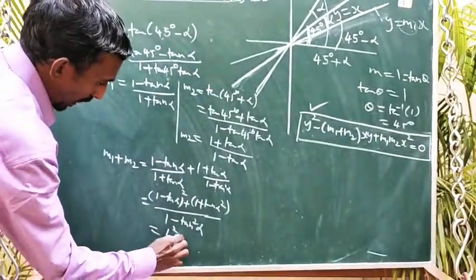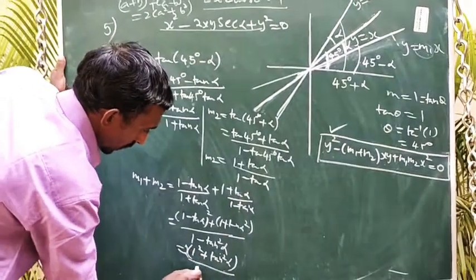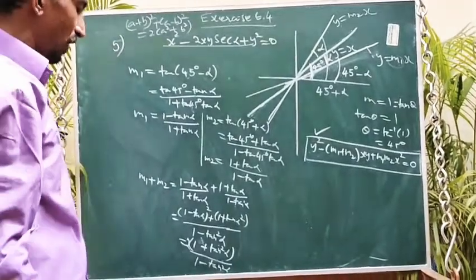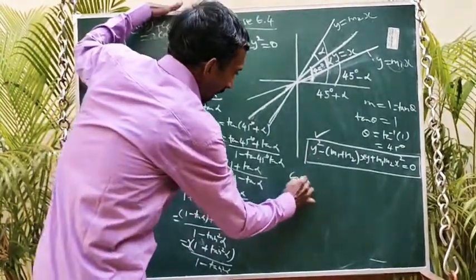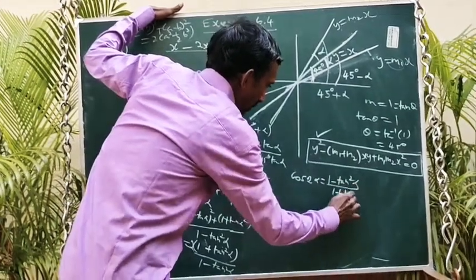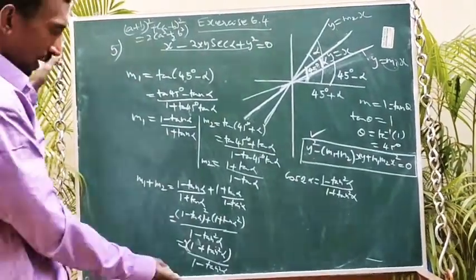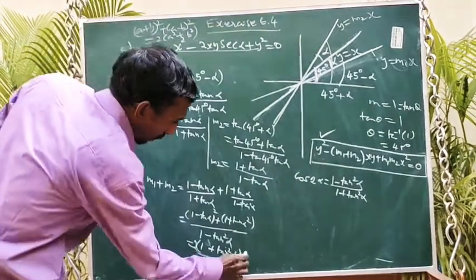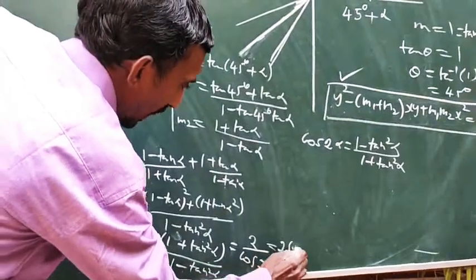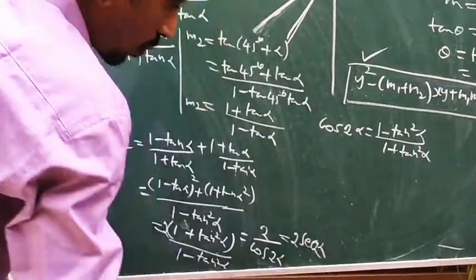So 1 square plus tan square, that is 2 times, and 1 square is 1, over 1 minus tan square alpha. My dear students, already we know that cos 2 alpha equals 1 minus tan square by 1 plus tan square. But it is in the form of a reciprocal, so it is 2 by cos 2 alpha, that is 2 secant 2 alpha.